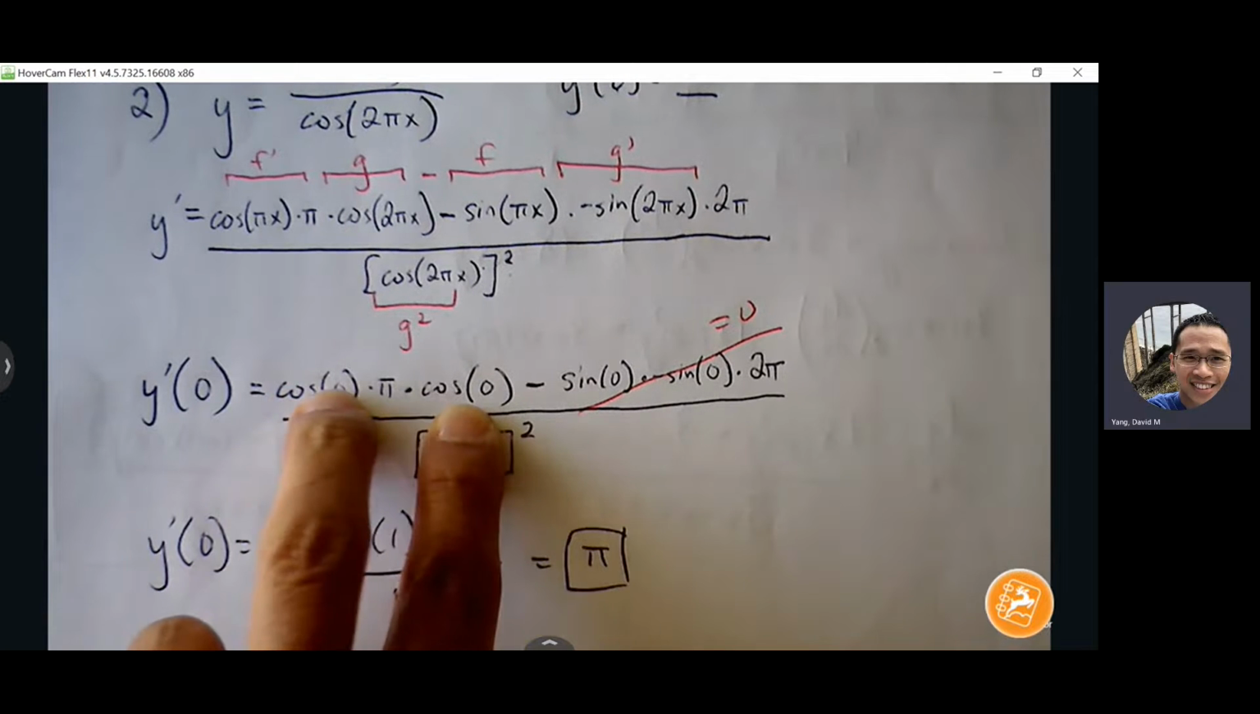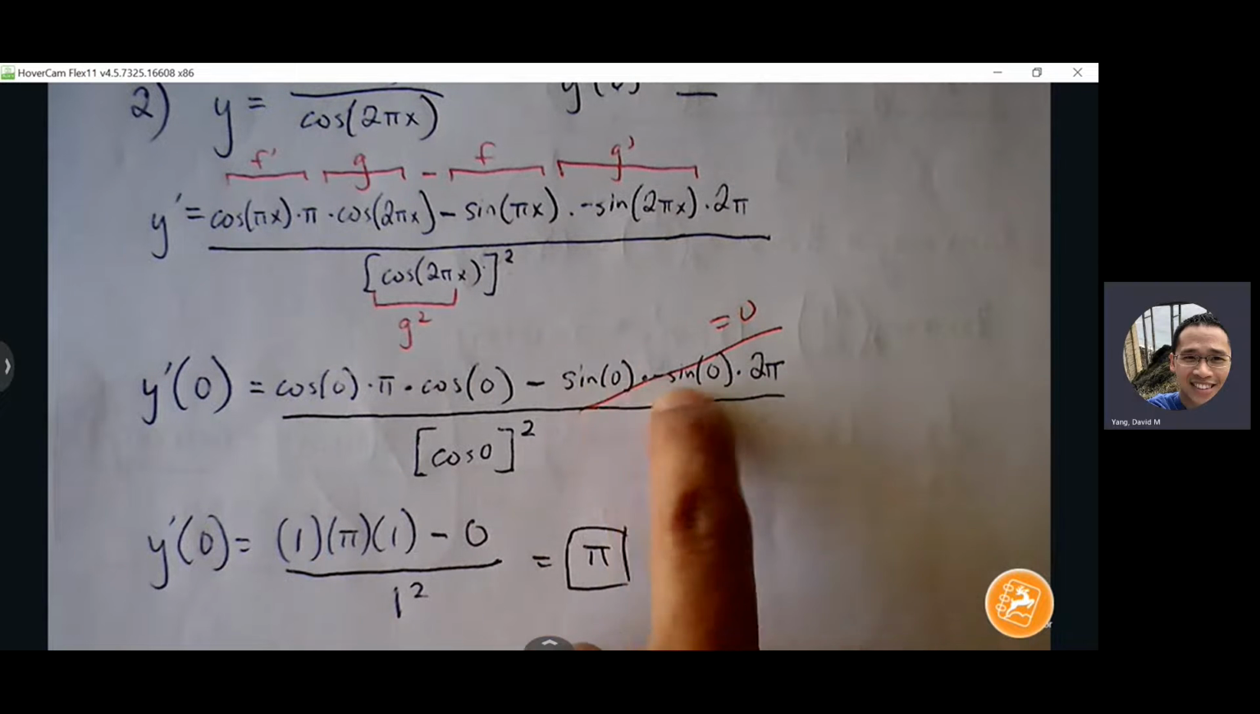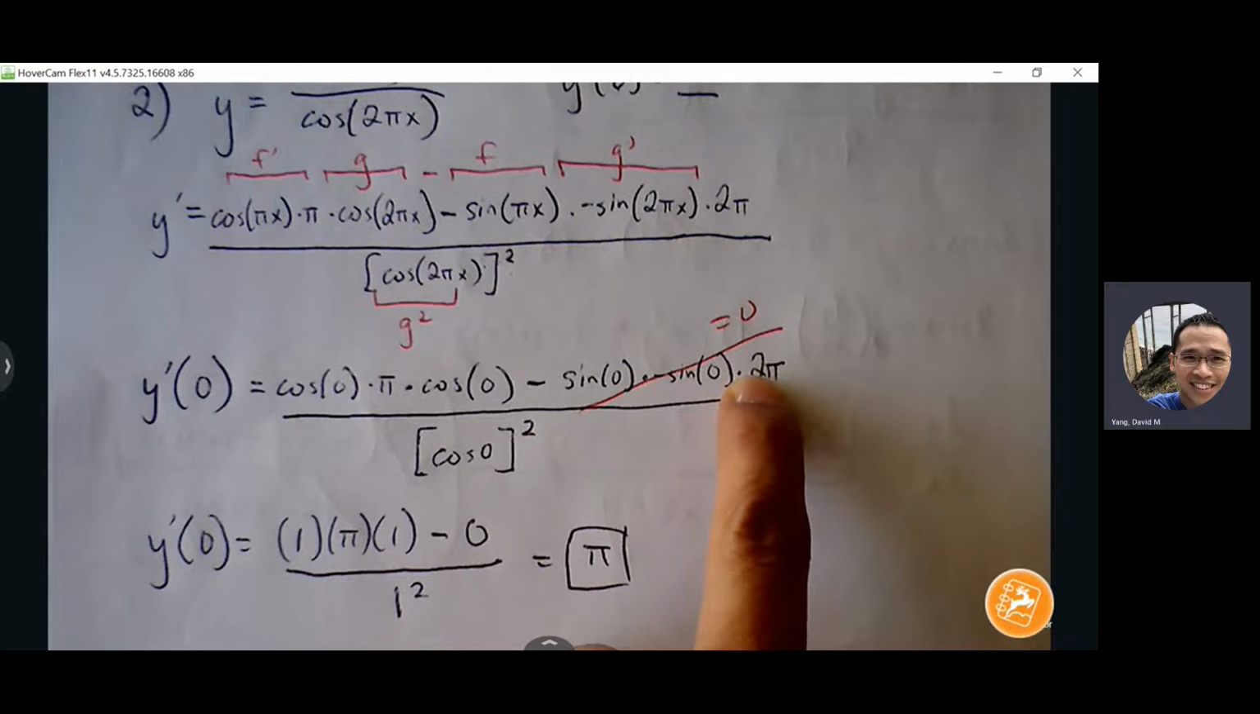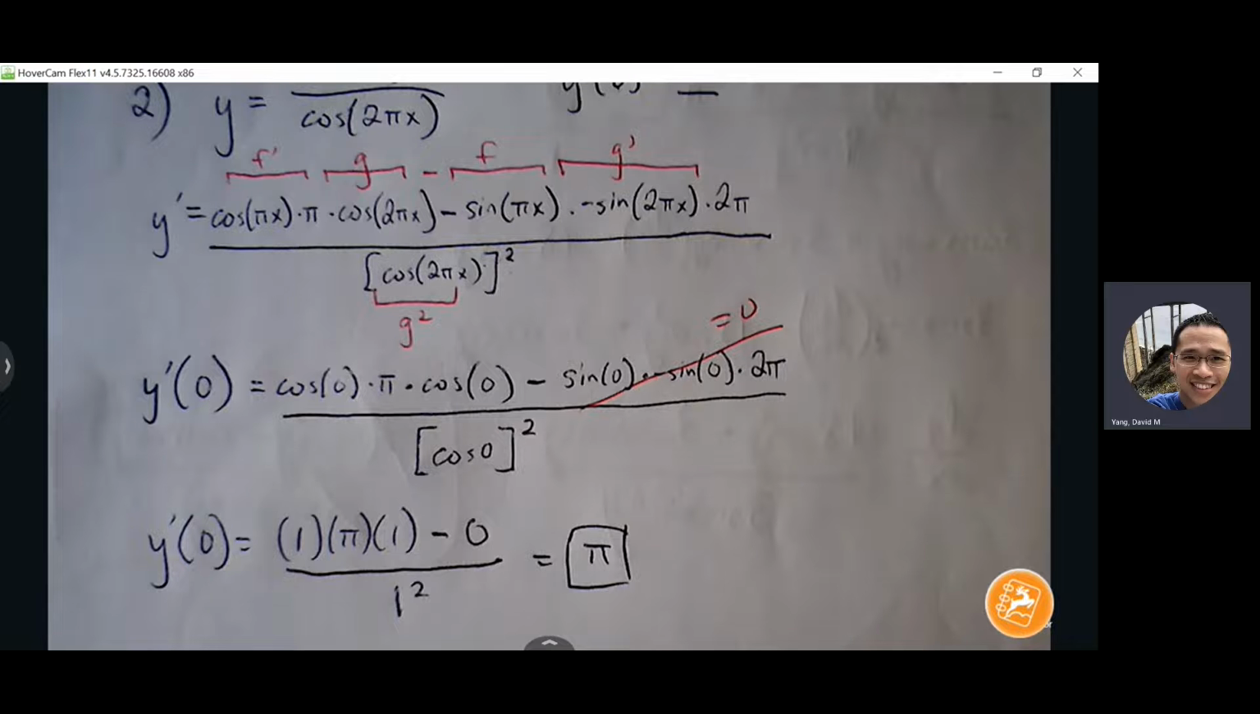Cosine of 0 is 1. 1 times pi is pi. Anytime a 0 shows up with multiplication, it's going to just take everything out. And then divided by 1 squared, pi minus 0 over 1 is just pi. So the slope of this original graph at 0 is a slope of pi. Slope of around 3.